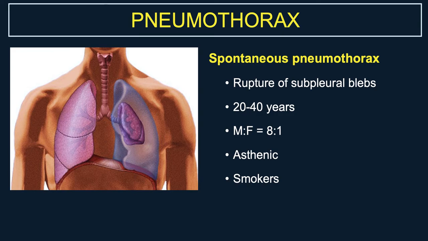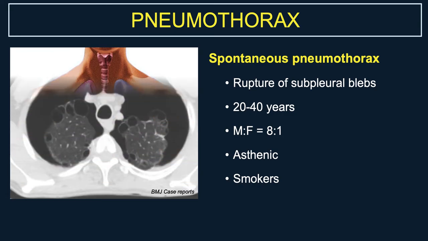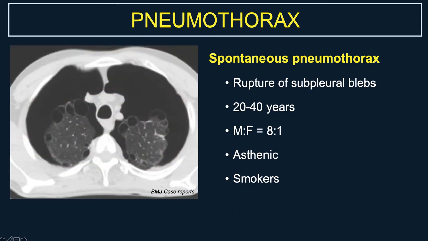First one is pneumothorax. It's basically air within the pleural space and is most commonly from rupture of subpleural blebs. As you can see, the tiny lucencies at the periphery of the collapsed lung. It most commonly occurs in 20 to 40-year-old males who are asthenic and are smokers, and is characterized by acute onset of pleuritic chest pain, dyspnea, or back or shoulder pain.